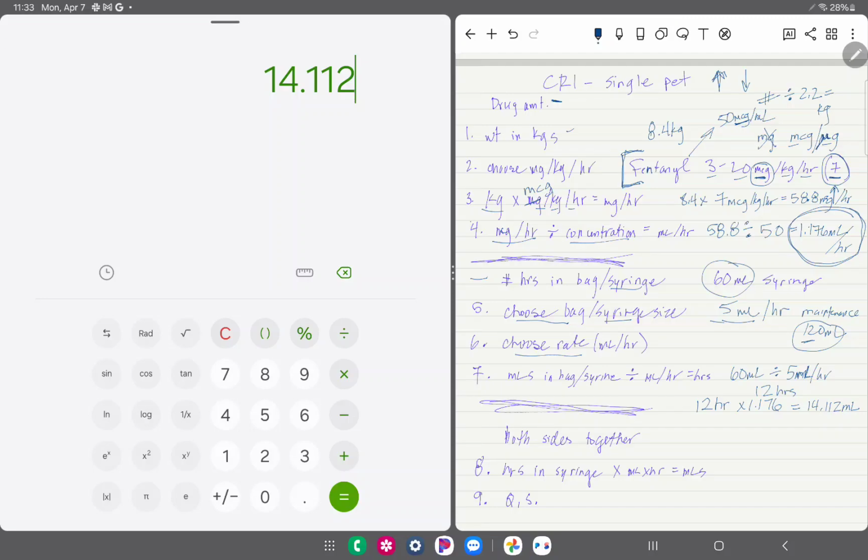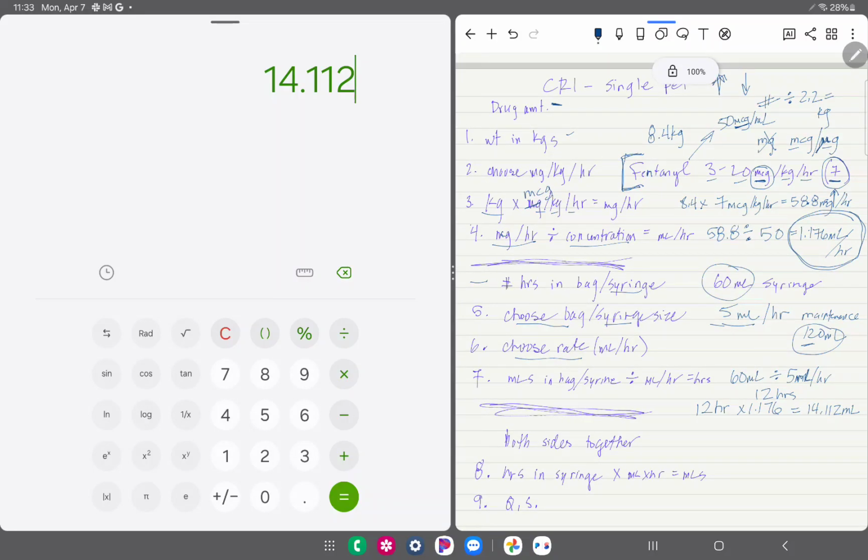Now, because that's the final dose, it would make sense to round at this point. So 14.112, that doesn't really round to anything, right? So let's just say it's 14 mils. Make it easy on you, make it easy on the Quebecs, make it easy on everyone. So that's what I'm going to add into my syringe.